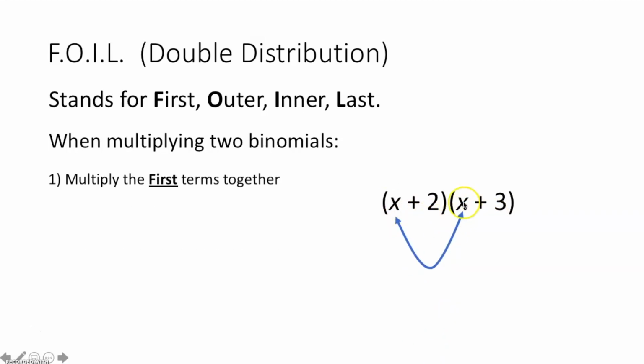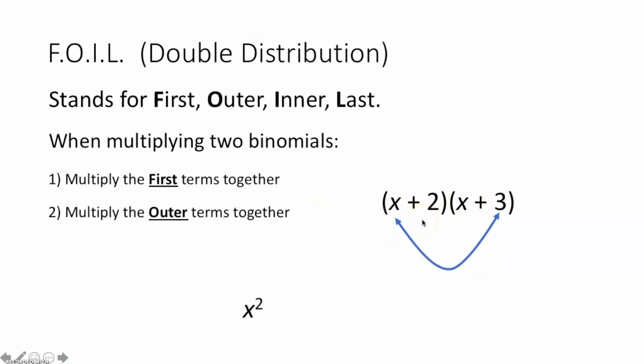Boom. So what is x times x? That gives you x squared. Then you're going to multiply the outer terms together. So that would be x times 3. What's x times 3? That's going to be 3x. Since it's positive, you write plus 3x.